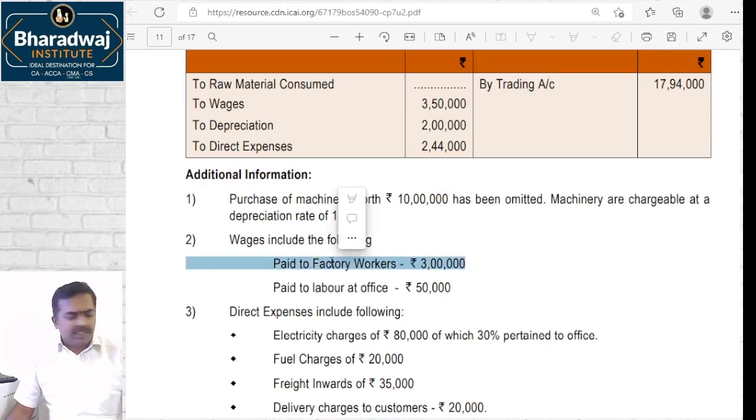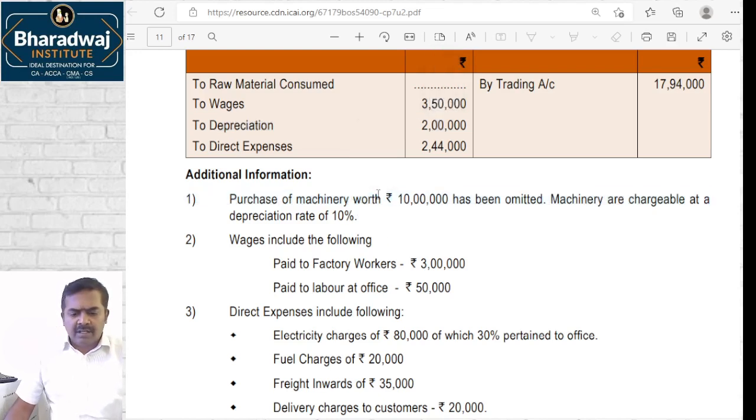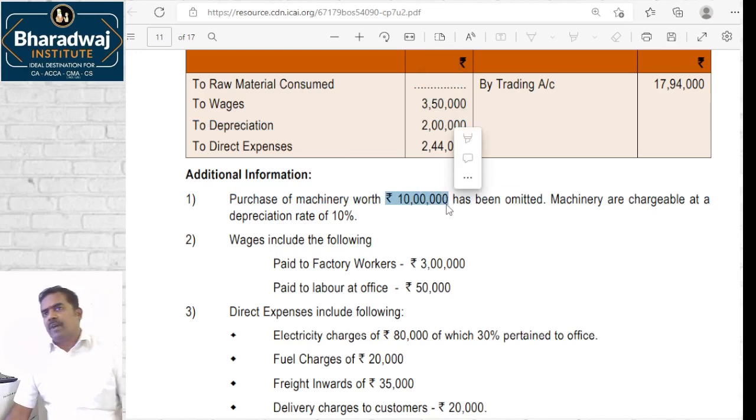So wages, only how much is to be included? 3 lakhs. Working note number 3, depreciation. Depreciation is already in the manufacturing account, 2 lakhs. In the adjustments, purchase of machinery worth 10 lakhs has been omitted. Since machinery was omitted, do we charge depreciation on it? Yes, we have to put it.